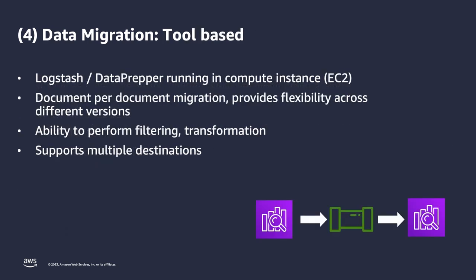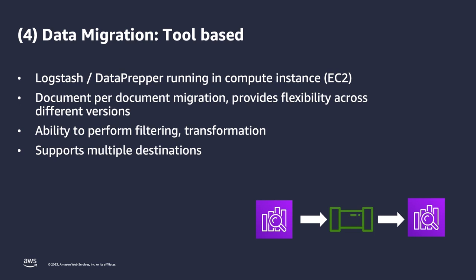The next option that you have is to use a tool-based migration like Logstash or Data Prepper. With the first two options, Snapshot Restore and Remote Reindex, you do not need an additional compute instance to run those migration options. With a tool-based migration, you need to run the tool in a separate compute instance that has network connectivity to both the source and the target.